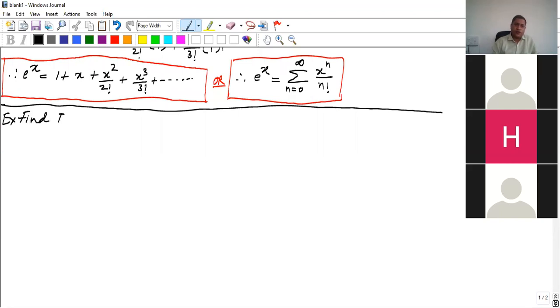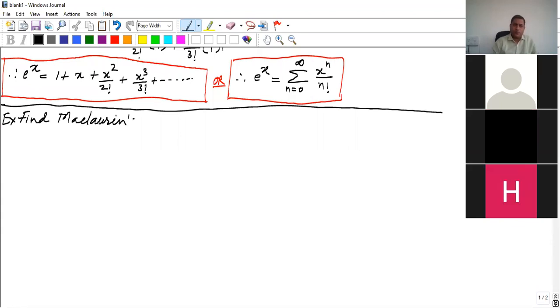Find the Maclaurin series expansion of f of x is equal to cos x. When we say Maclaurin series expansion, obviously it is about the origin. If we write about the origin, that's okay. If we do not write about the origin, that's also okay. So we go with the solution.